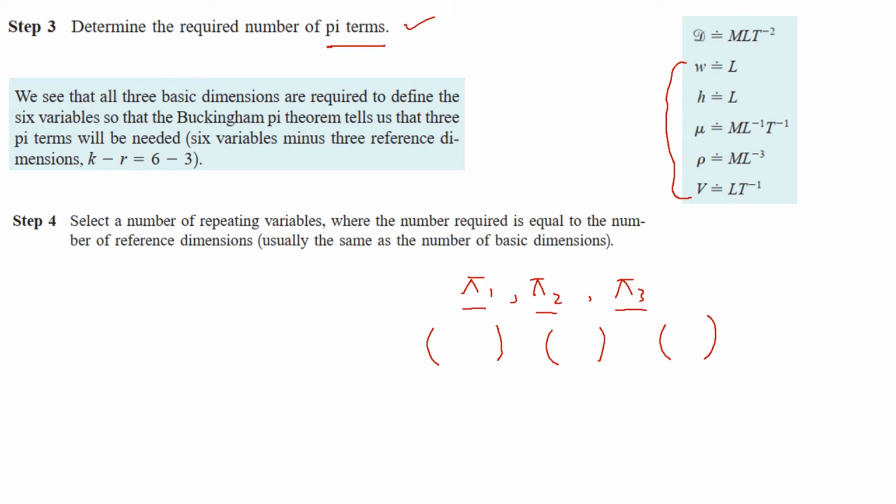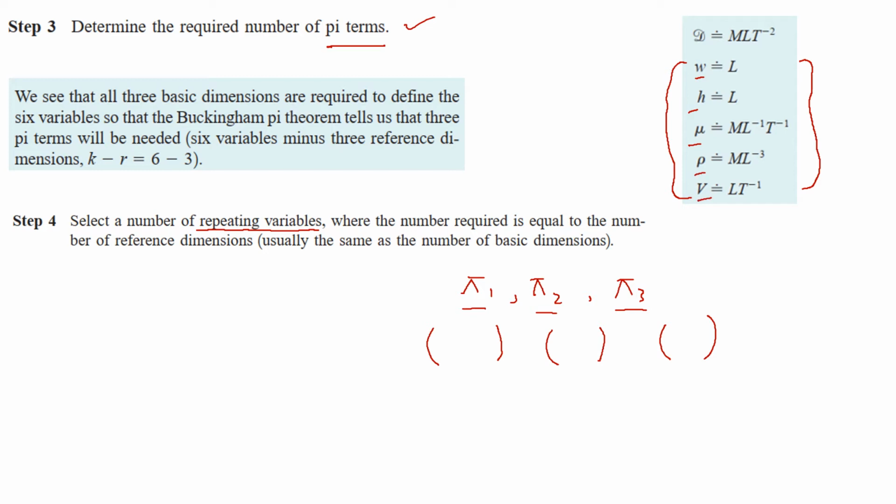The repeating variables will appear in pi 1, pi 2 and pi 3. That's why they are called repeating variables, that they appear in the pi terms again and again depending on the number of pi terms that we have. We will select them from the independent variables, because the dependent variable cannot be taken as a repeating variable. In this case the independent variables are width, height, viscosity, density and velocity.